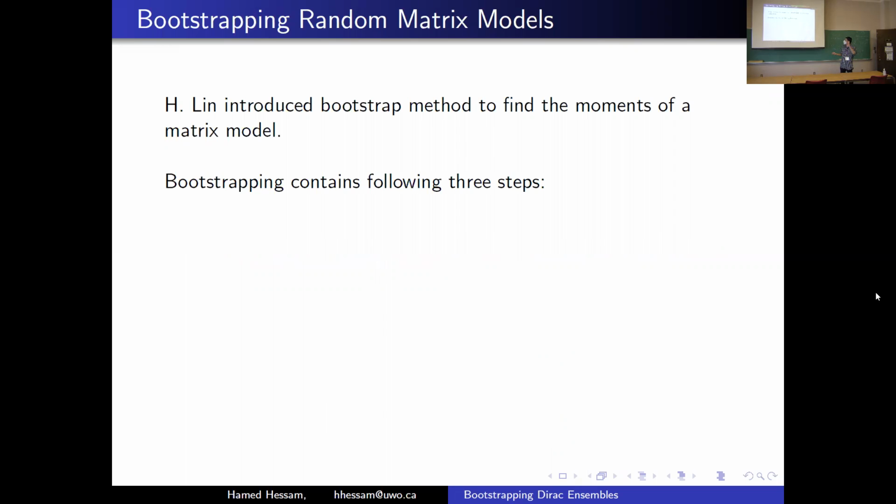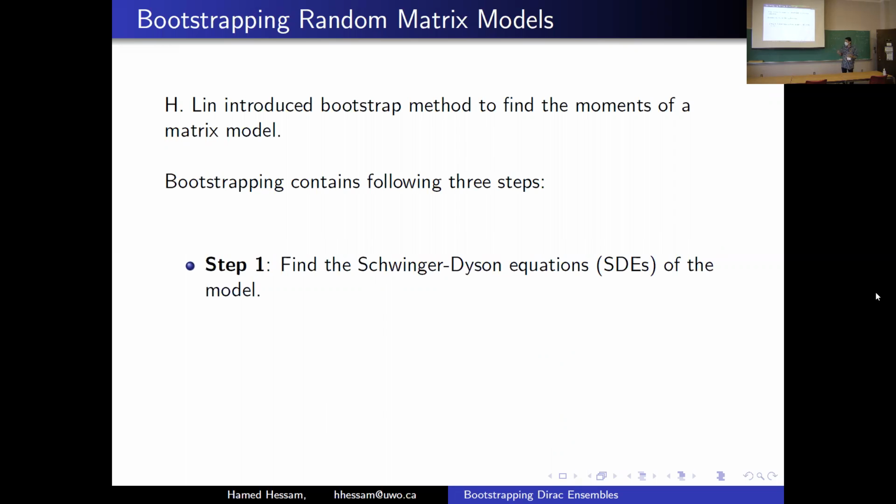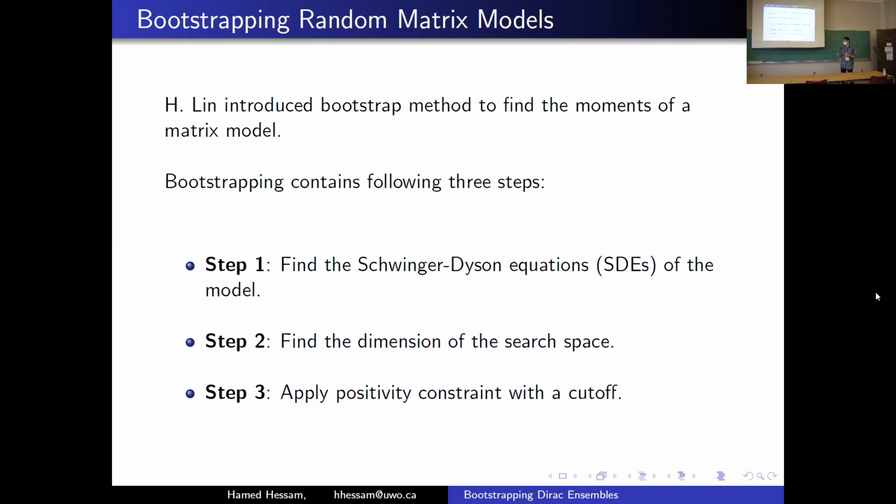The bootstrap method has 3 steps. The first step is to find the Schwinger-Dyson equation of the model. The second step is to find the dimension of the search space, and I will tell you what the search space is for these models. And the last step is a positivity constraint with a cutoff, which comes from the Hamburger moment problem for the single matrix models. So by using these 3 steps, we will find the moments of the matrix models.